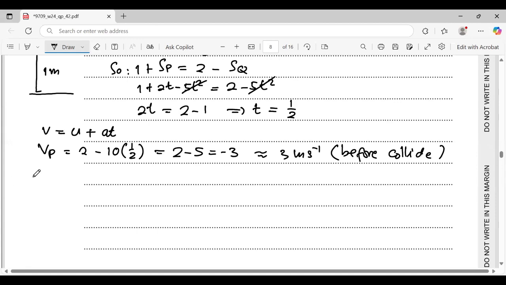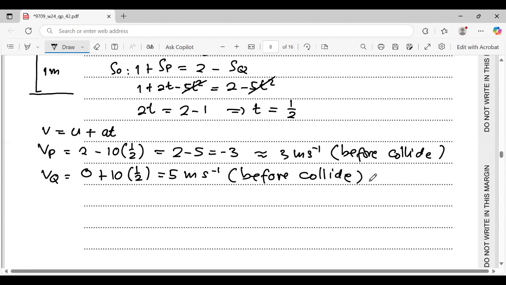Again, this is the velocity of particle P before collide. Now we're going to find the velocity of particle Q before collide. So the velocity or the speed of the particle Q before collide is 0 plus 10 times 1/2. So it is 5 meters per second. So this is the velocity or the speed of particle Q before collide.